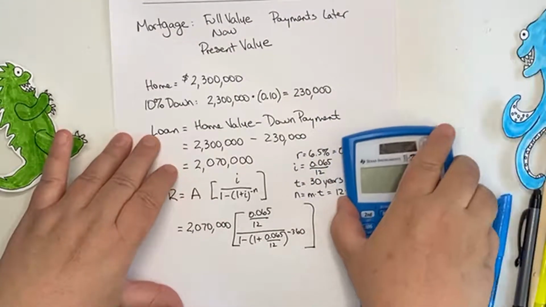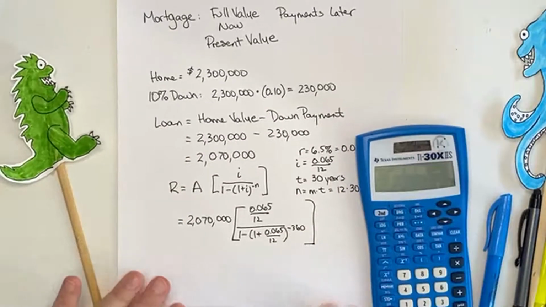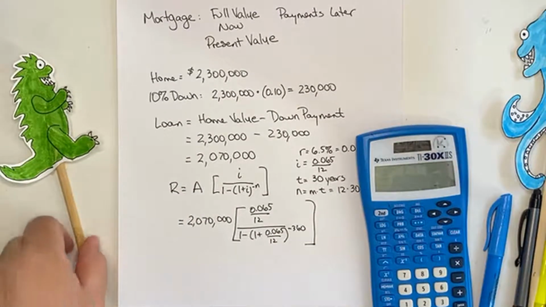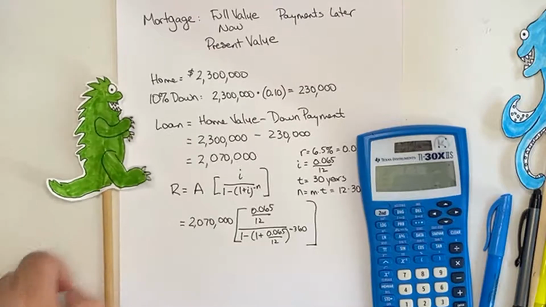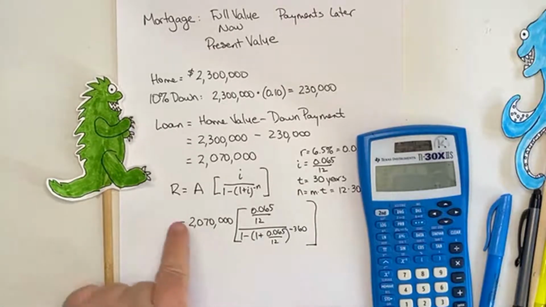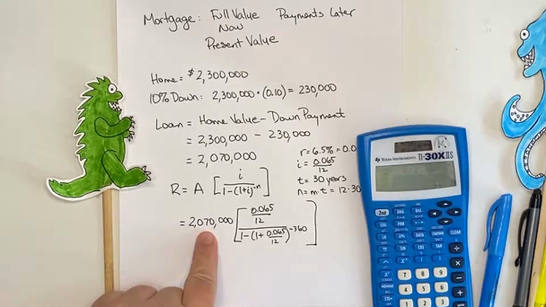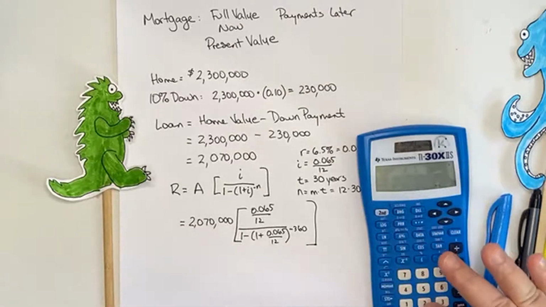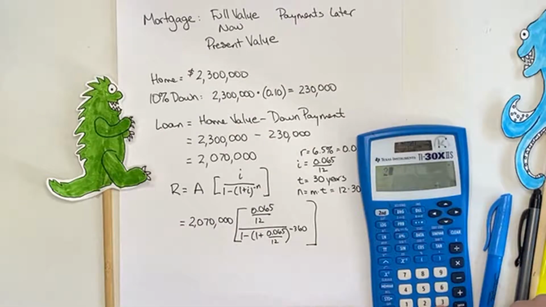So this is going to be a lot of calculator work, and I really recommend you practice this on your calculator to make sure you know how to enter it. Godzilla recommends this as well. Okay, so you can multiply by the 2,070,000 in the beginning, or you can multiply it at the end. It's up to you. I'm going to go left to right, so I'm going to include it: 2,070,000 times big parenthesis.